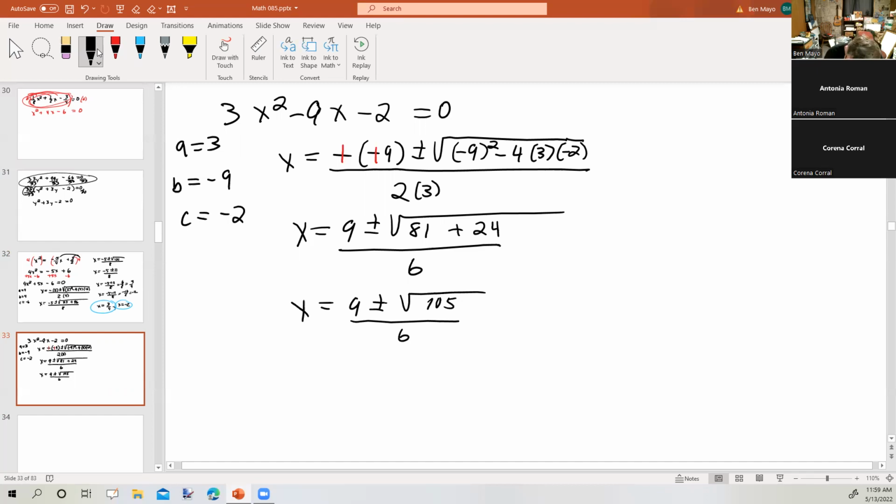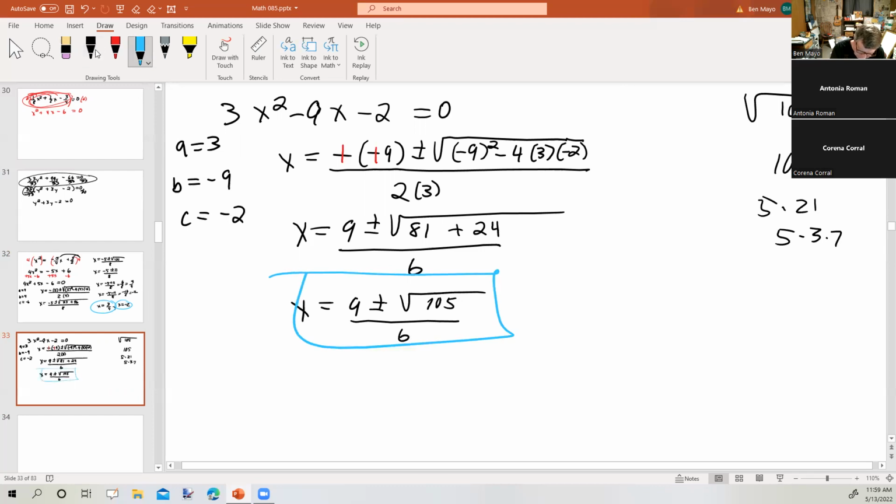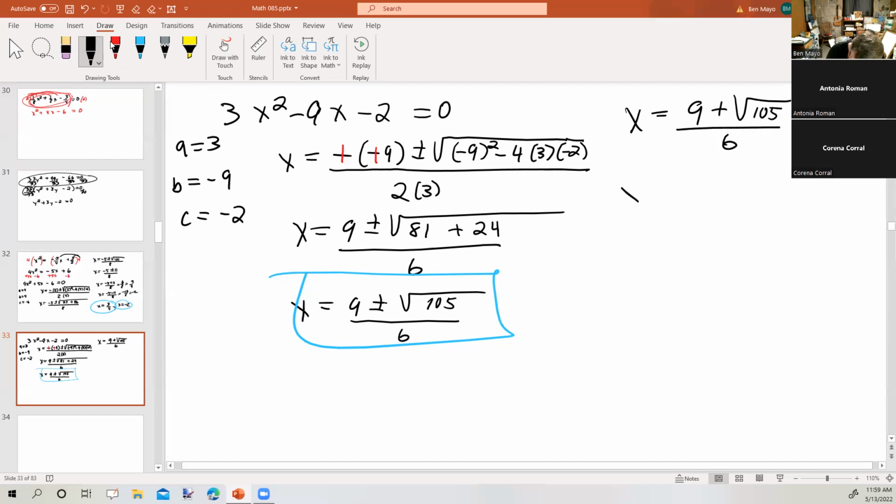Now, the square root of 105. Well, 105 is 5 times 21, which is 5 times 3 times 7, right? There's no perfect squares in there. So basically, we're done. That's as far as we can go right here. So I've got x equals 9 plus the square root of 105 over 6. X equals 9 minus the square root of 105 over 6.